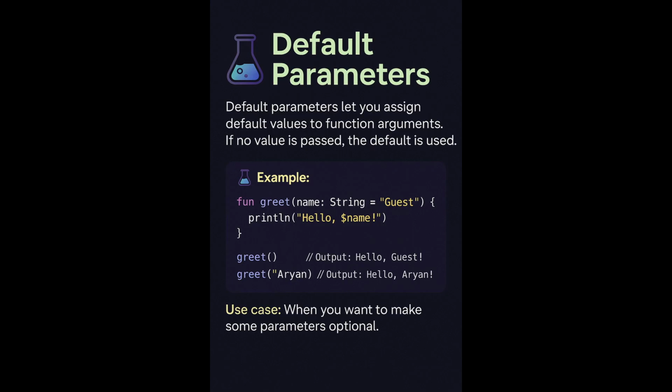Default parameters. Default parameters let you assign default values to function arguments. If no value is passed, the default is used. Here is the example you can see now. Talking about the use case: when you want to make some parameters optional, you can use this way.